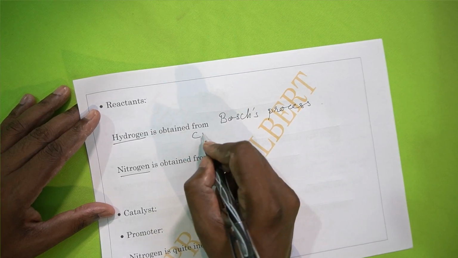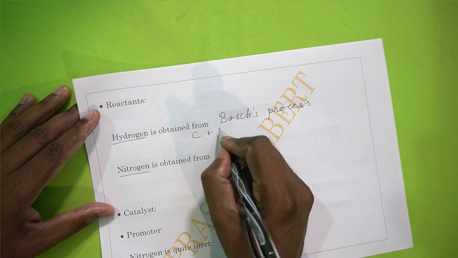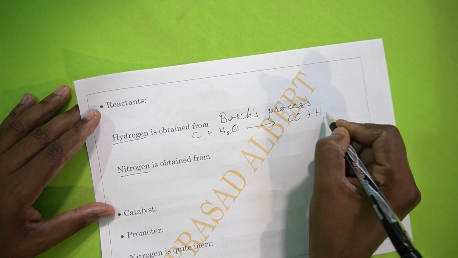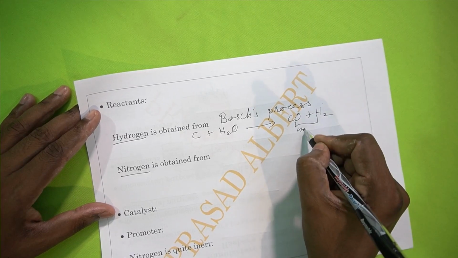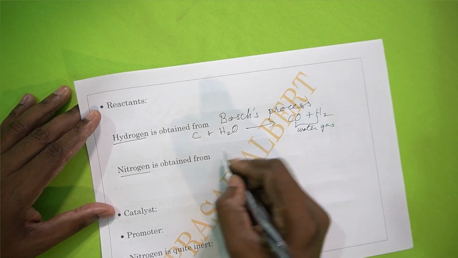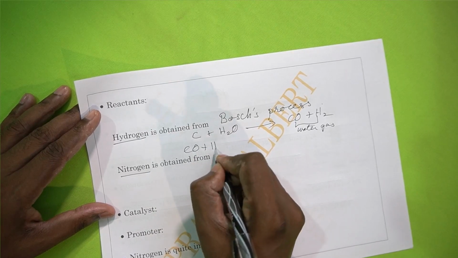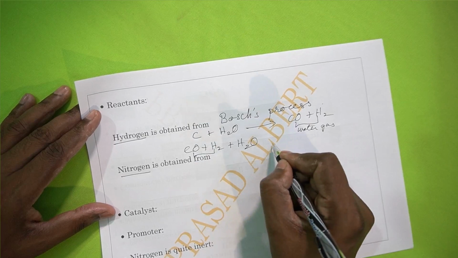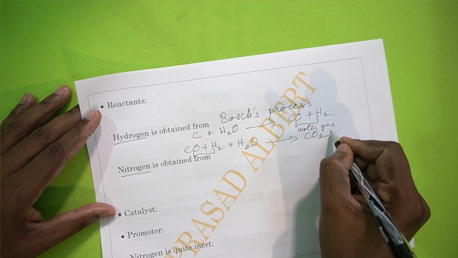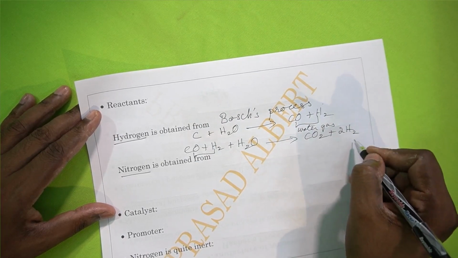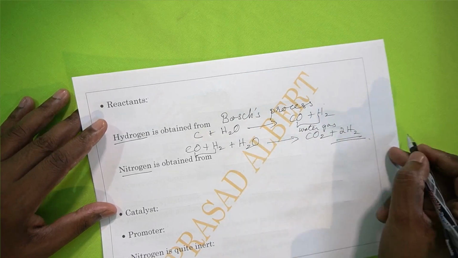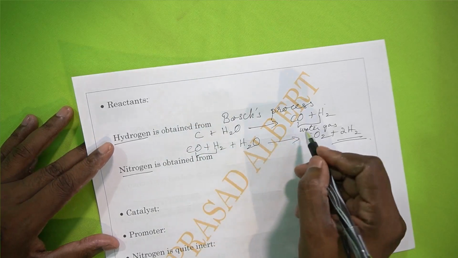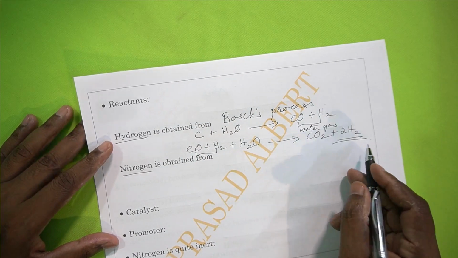So coke or charcoal in white hot state, steam is passed over it. What you get is a mixture of carbon monoxide plus hydrogen. This is what is called water gas. Now water gas is further mixed with steam, again steam is passed over it. So what you get is CO2 plus 2H2. Now this hydrogen is separated and used in large quantity, so it is cheaper. Water is cheap and wood charcoal is cheap. So you get hydrogen at cheap rates.